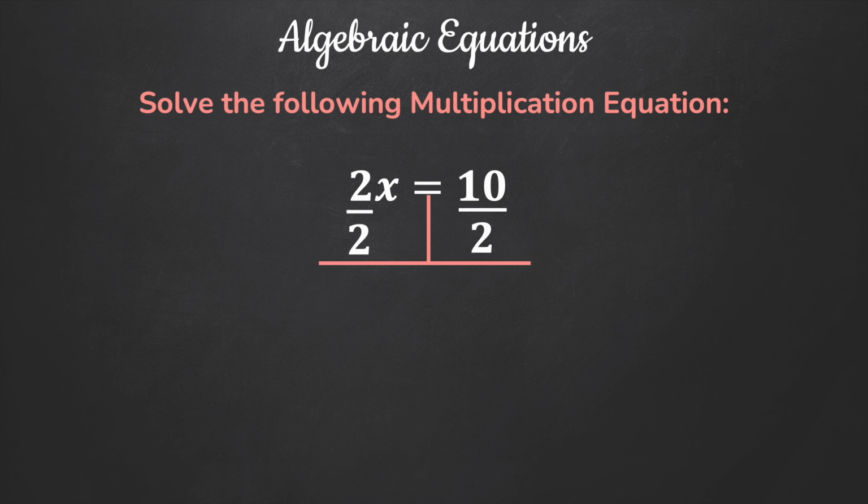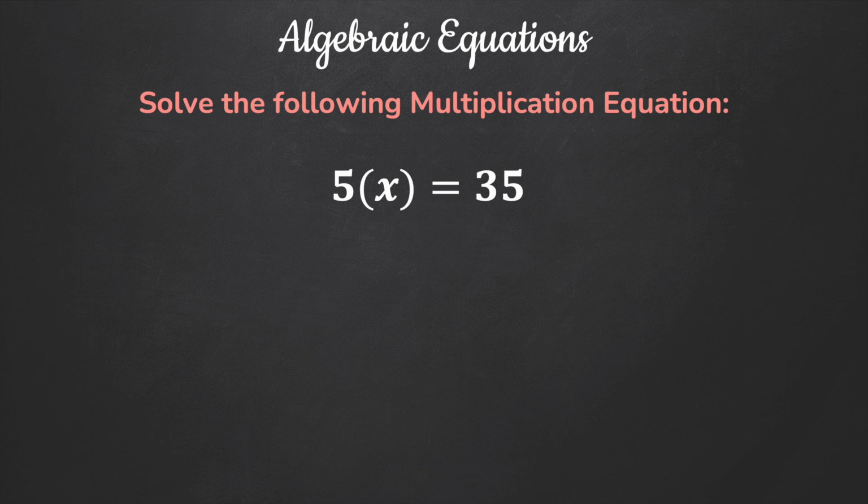So 2 divided by 2 is equal to 1. That cancels out because 1x is just x. We're going to bring down the equal sign. And then 10 divided by 2 is equal to 5. Now we could go back and substitute x to see if this is actually true. And 2 times 5 is equal to 10, meaning that x is equal to 5.